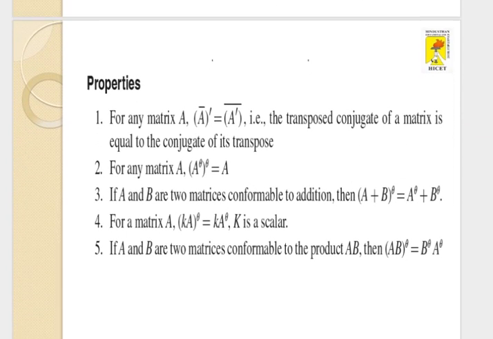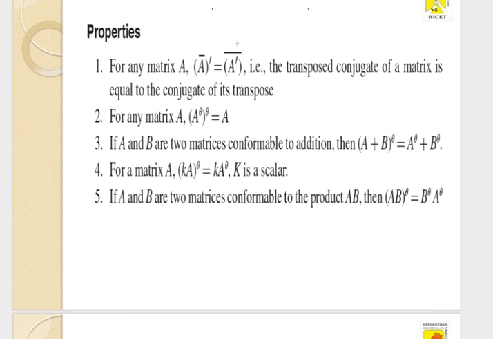Now, properties of conjugate transpose. For any matrix A, A dash bar equal to A bar dash is equal to A dash bar. This is conjugate transpose. This is transposed conjugate. Transposed conjugate of a matrix is equal to the conjugate of its transpose. For any matrix A, (A^θ)^θ equal to A.